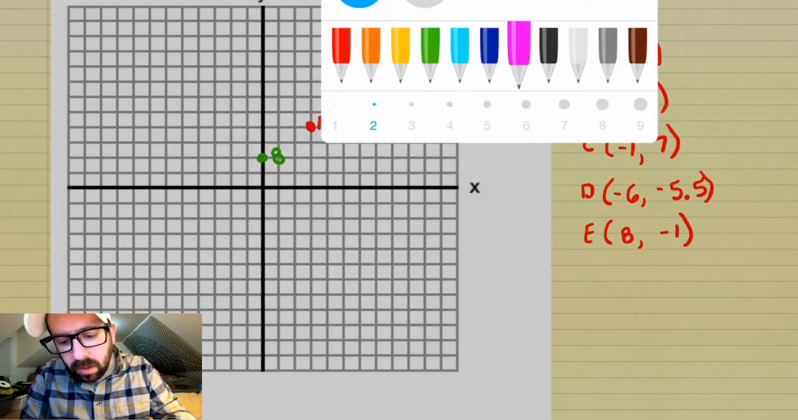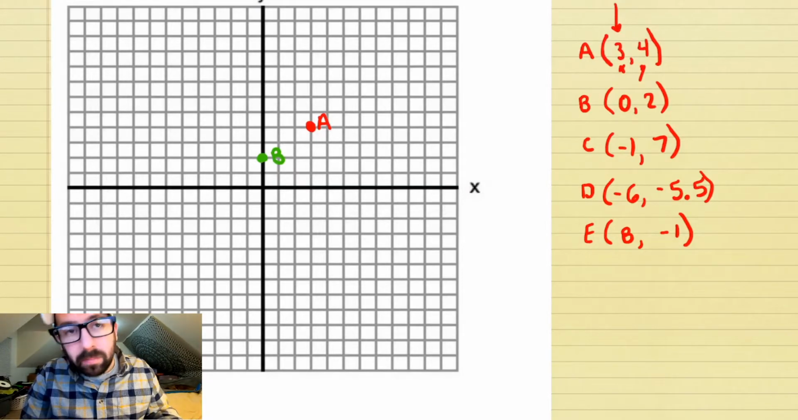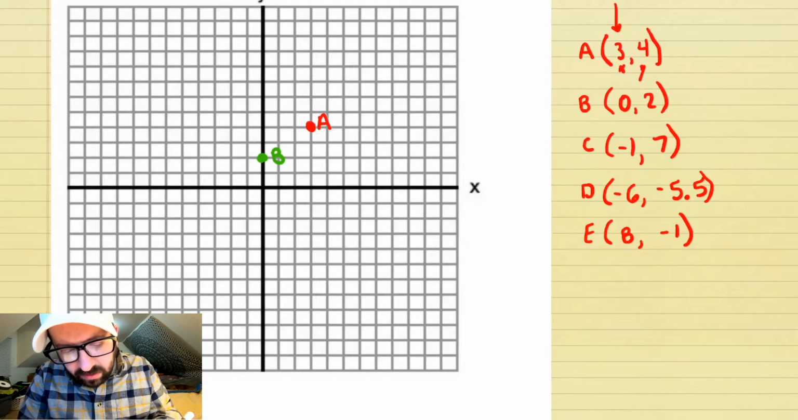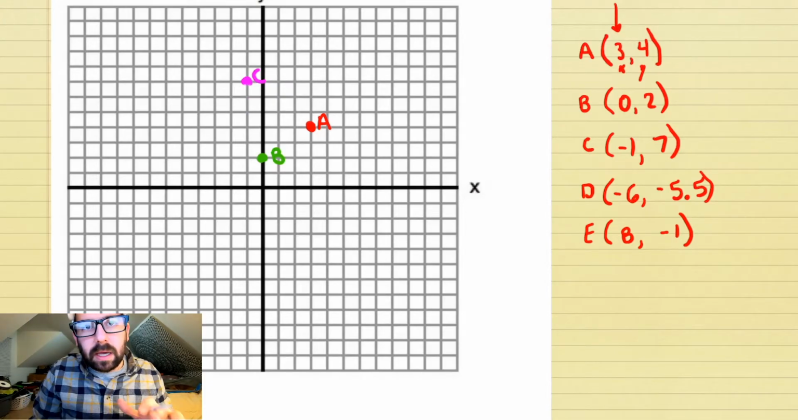Let's pick a different color now. So now we're going to pick letter C. So we're going to go to the -1 elevator. So that means I'm going to start in the origin, but I'm going to the -1 back. So we're going -1 this direction, and then we're going up to the 7th floor. 1, 2, 3, 4, 5, 6, 7. So here's letter C. Now again, why this one worked out the way that it did is because you have to go right and left first. So -1 went to the left, and then we had to go up to the 7th floor.